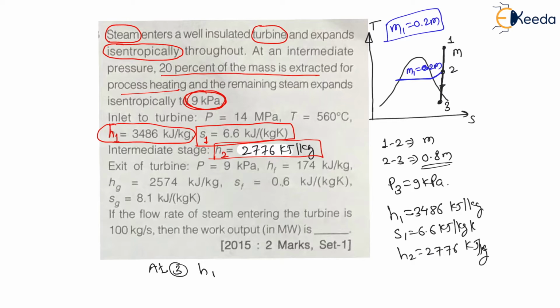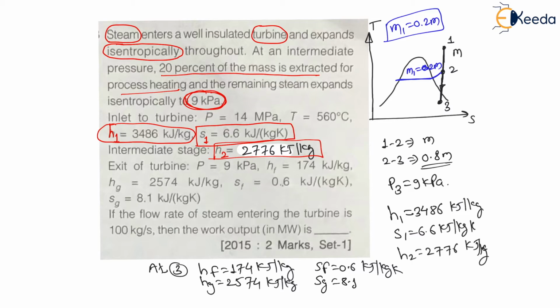Here Hf is given, Hf is 174 kilojoule per kg. Then you can find here Hf. Hg is given, Hg is 2574, unit is same, kilojoule per kg. Then Sf is also given, Sf is 0.6, right? Sf given 0.6, unit is kilojoule per kg Kelvin. Then Sg is also given 8.1. Here Sg is equal to 8.1 kilojoule per kg Kelvin, right?